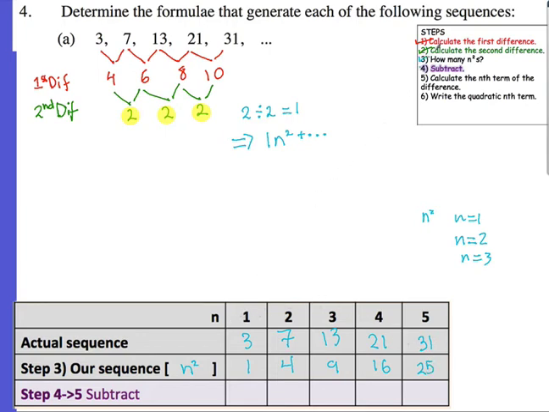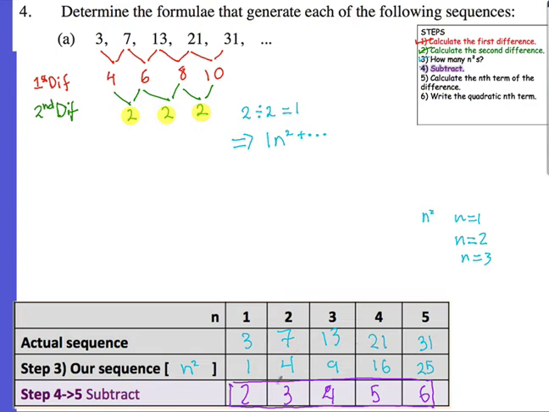So we've done how many n's there are. Now the fifth step is the subtraction. We need to subtract our sequence from the actual sequence. And when we do that, 3 take away 1 is 2, 7 take away 4 is 3, 13 take away 9 is 4, 21 take away 16 is 5, 31 take away 25 is 6. So, if we were to add these numbers to our sequence, we would get the actual sequence.